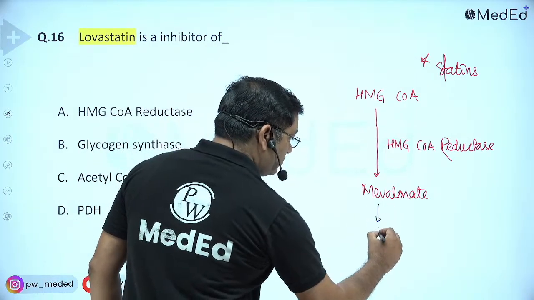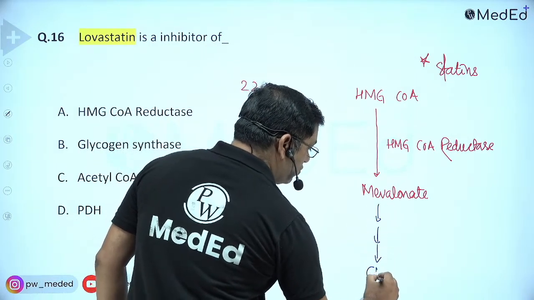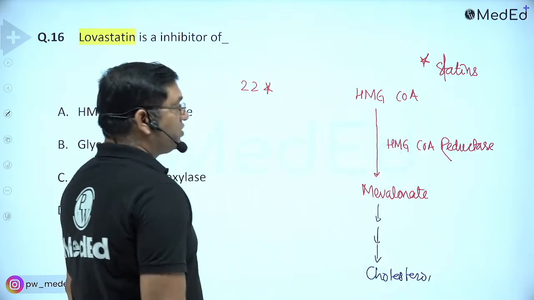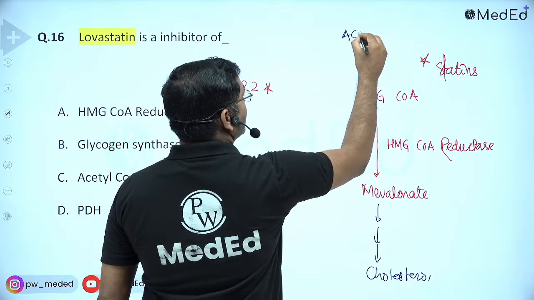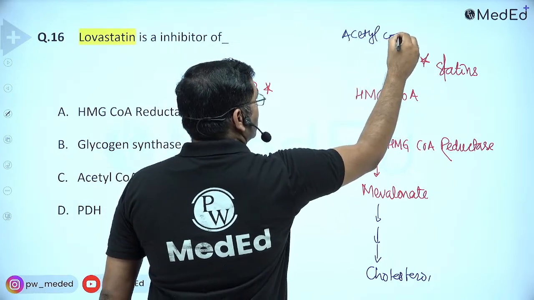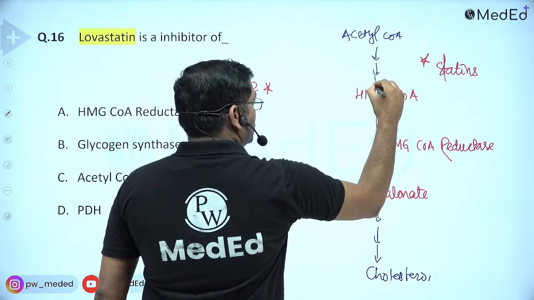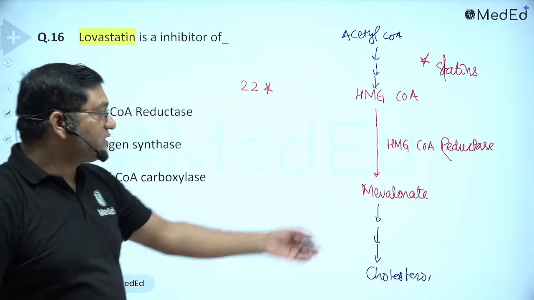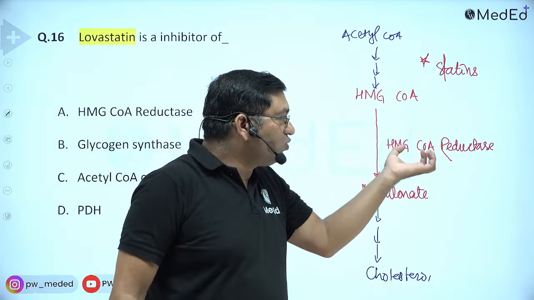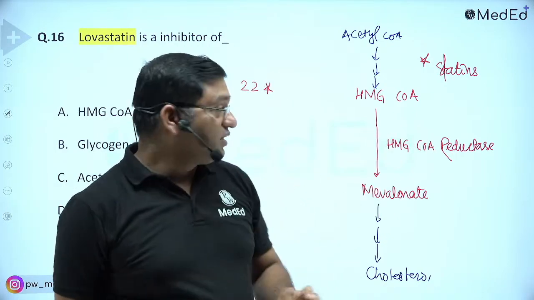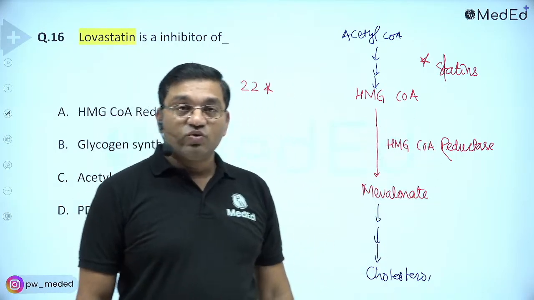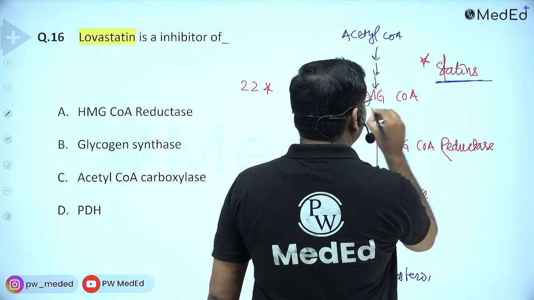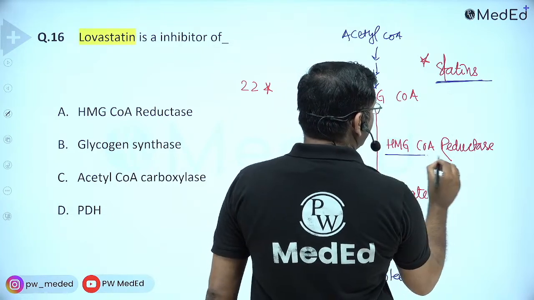So through multiple steps it will give cholesterol. This is an intermediate in the cholesterol synthesis. The starting point is acetyl coenzyme A. This is the rate limiting step in the cholesterol synthesis, that is HMG, hydroxymethyl glutaryl coenzyme A reductase.